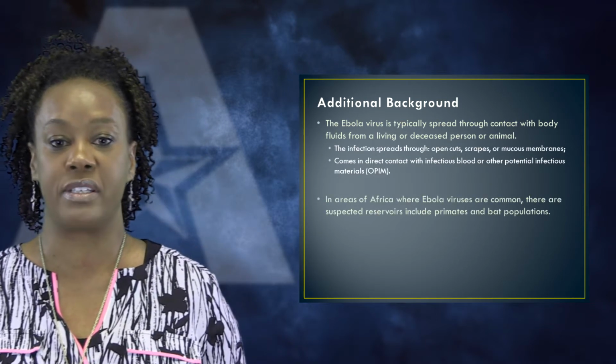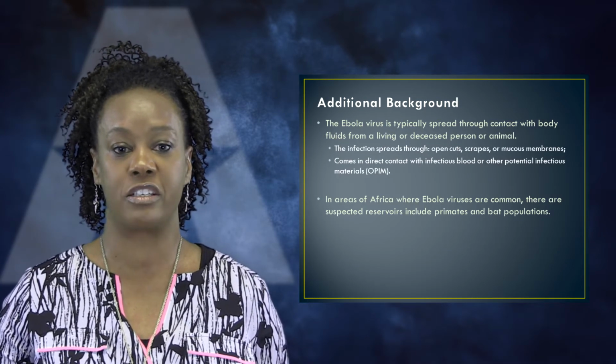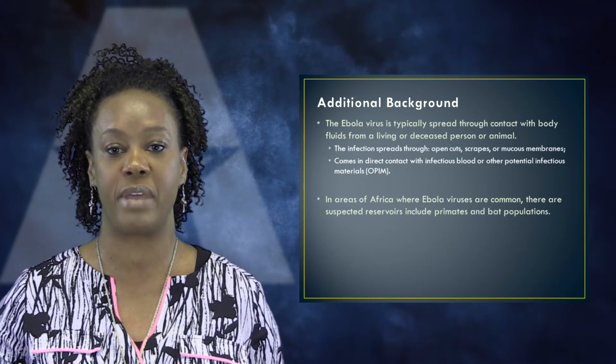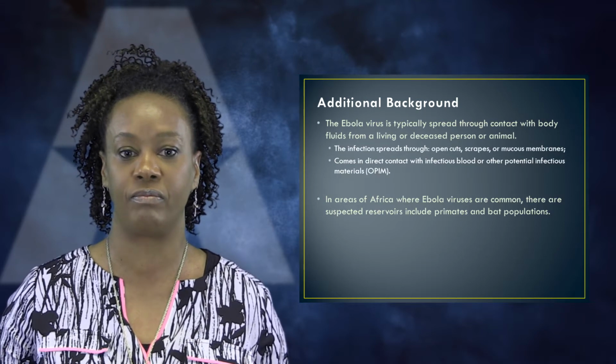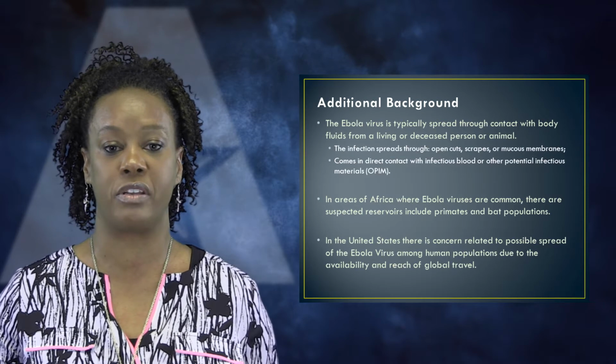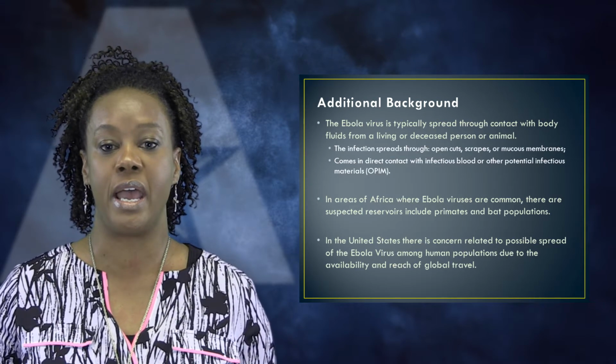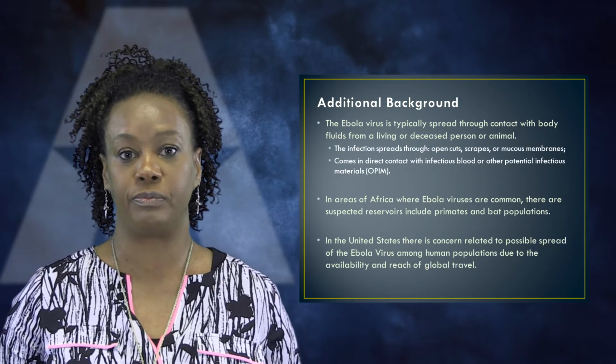The Ebola virus is identified in Africa, which is most common, and its suspected reservoirs include primates and the bat population. In the United States, there is concern related to possible spread of the Ebola virus among human populations due to the availability and reach of global travel.